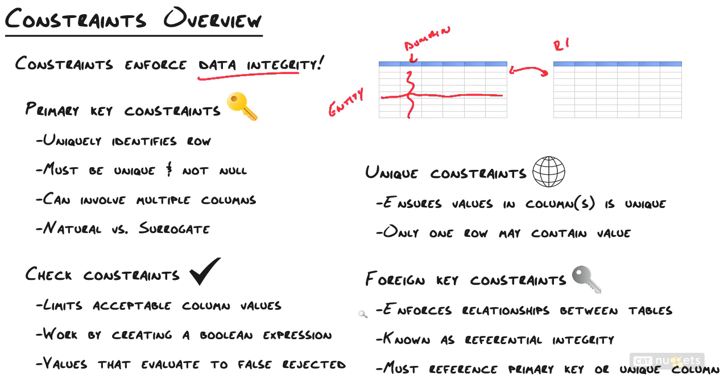So we've got a lot of constraints here to work with that'll help us enforce all these different levels of data integrity. The primary key constraint is there to enforce entity integrity. We need to ensure that we have a way to uniquely identify our rows, and that's why we use primary keys. Primary keys must be unique and not null. They can also involve multiple columns in what we would call a composite key.